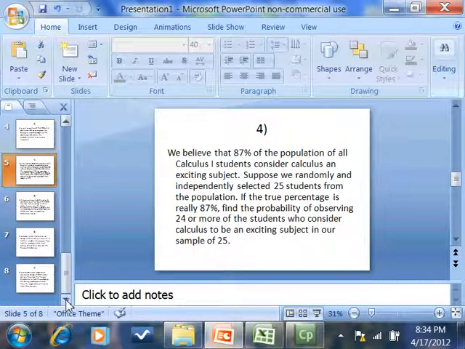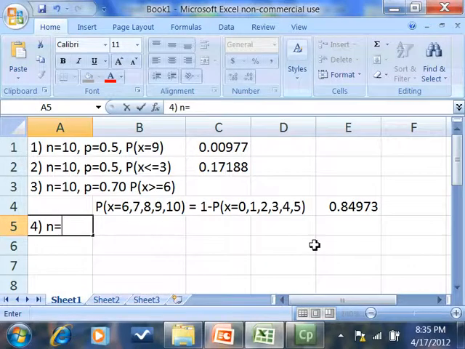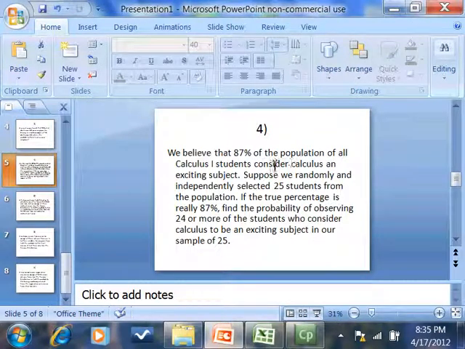Problem 4. Again, we're going to scan it through looking for the word Poisson. We believe that 87% of all the Calc 1 students... Nowhere do I see Poisson, so I assume binomial. 87% consider it to be an exciting subject. Probably 87% can be our little p.